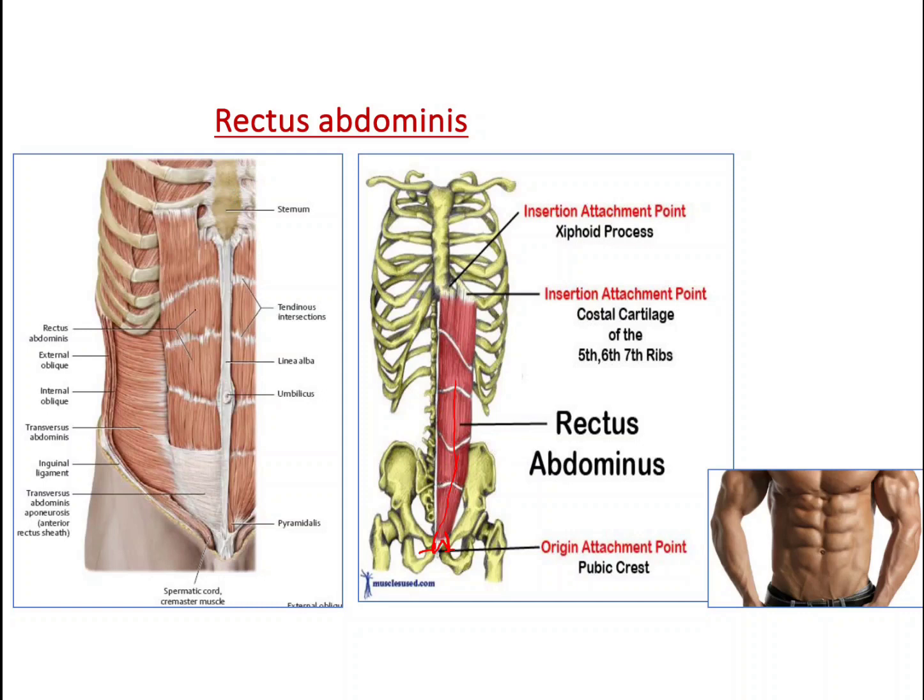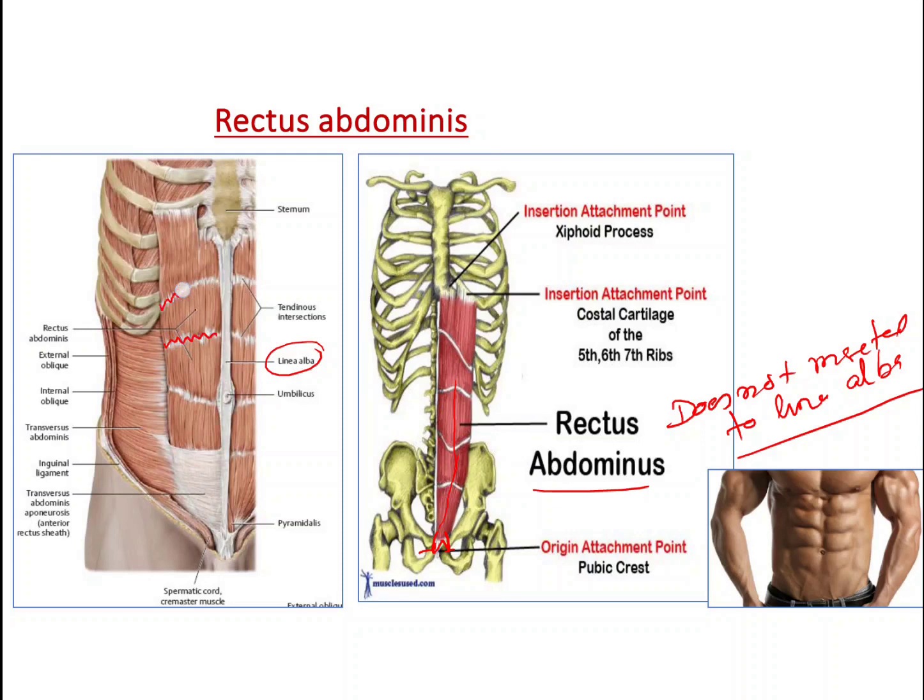Remember, this rectus abdominis muscle is not inserted to the linea alba. Remember this point. The rectus abdominis does not attach to the linea alba. One thing you have to notice is that this muscle has numerous tendinous intersections, seen as vertical zigzag lines. These tendinous intersections imply the segmental origin of the muscle.